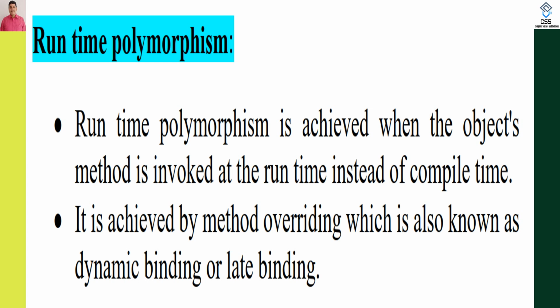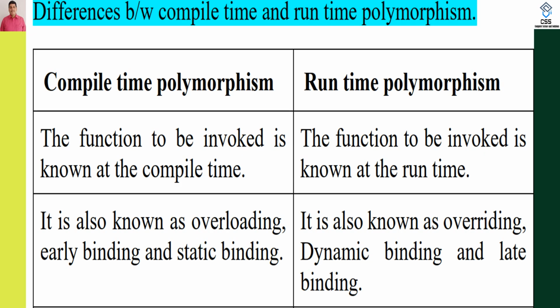Runtime polymorphism is otherwise known as late binding, or to some extent it can be termed as dynamic binding. Hence, the definition: runtime polymorphism is achieved when, with the help of the object, we invoke the method at runtime instead of compile time. It is achieved by method overriding. The overloading concept is static polymorphism, the overriding concept is runtime polymorphism.